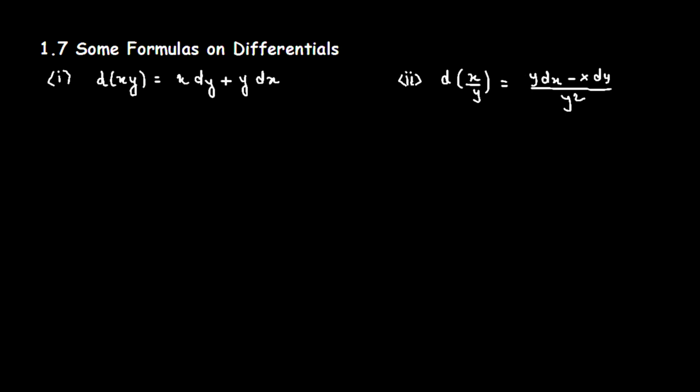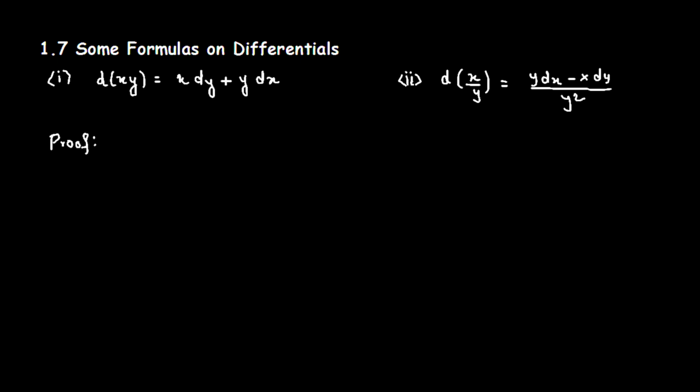1.7. Some formulas on differentials. Number 1. The differential of xy is equal to x dy plus y dx. Number 2. The differential of x over y is defined as y dx minus x dy over y squared.